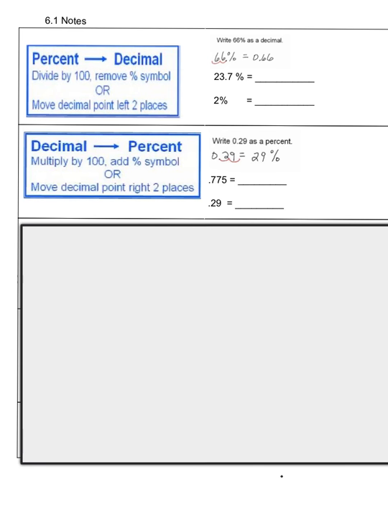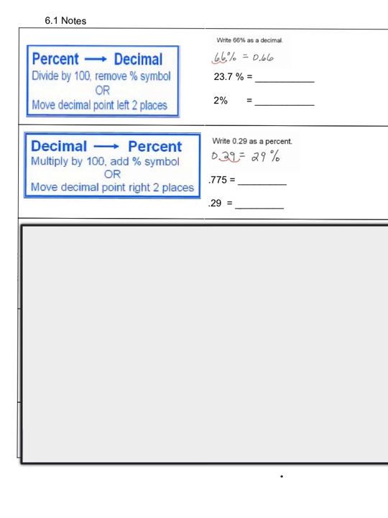Okay, the focus of Chapter 6 is percents. So what we're going to do in just 6.1 is practice converting between a percent and a decimal, and then going from a decimal to a percent. And there are two ways you can do each. So let's start here with a percent to a decimal. The first thing that you can do is just divide by 100 and then remove the percent symbol.